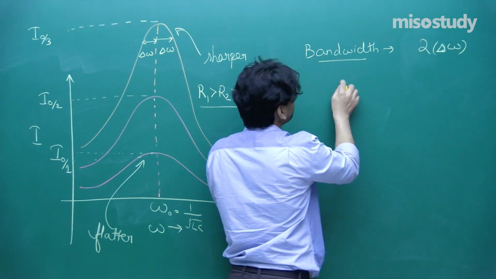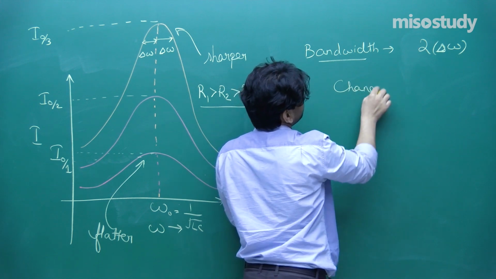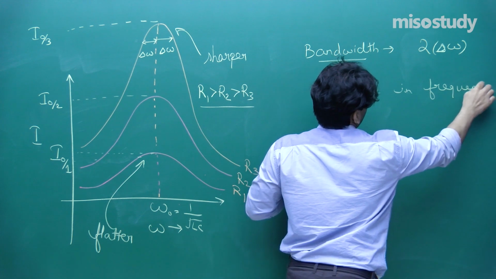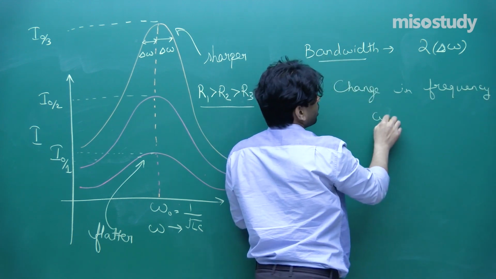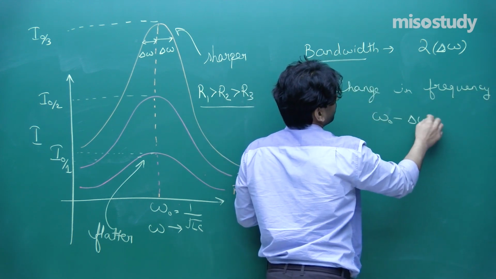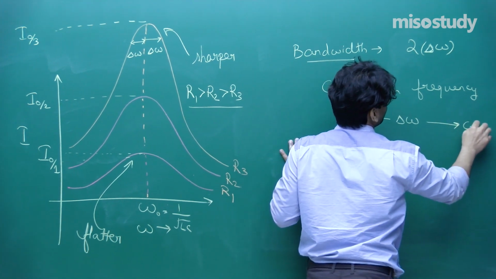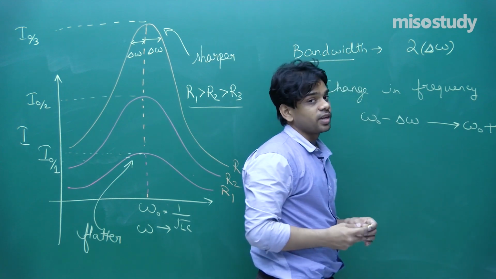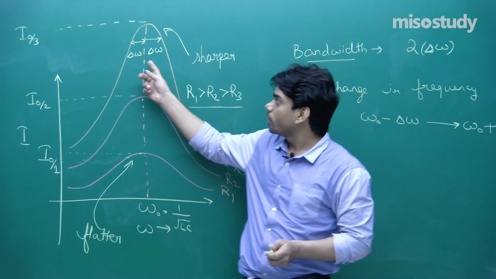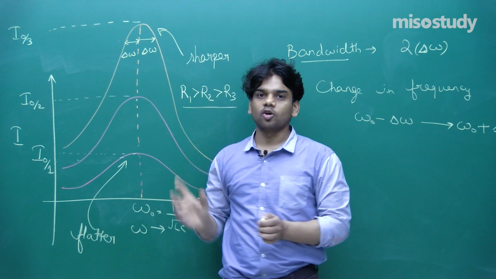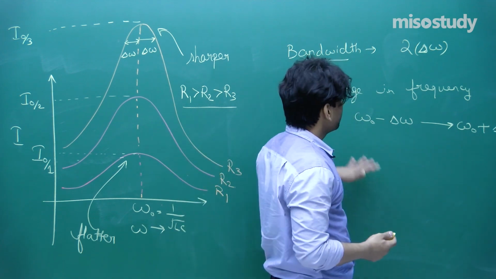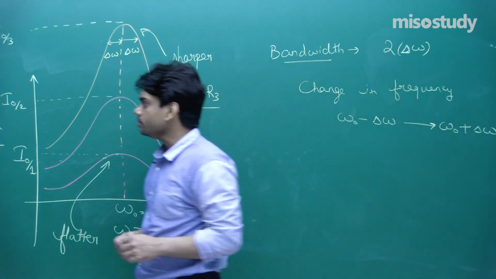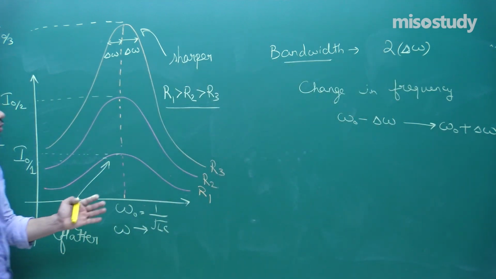The change in frequency that we have done, we have varied it from omega naught minus delta omega to omega naught plus delta omega. And then we are observing the change in current. So just take note till here. I believe you would have taken note of this.